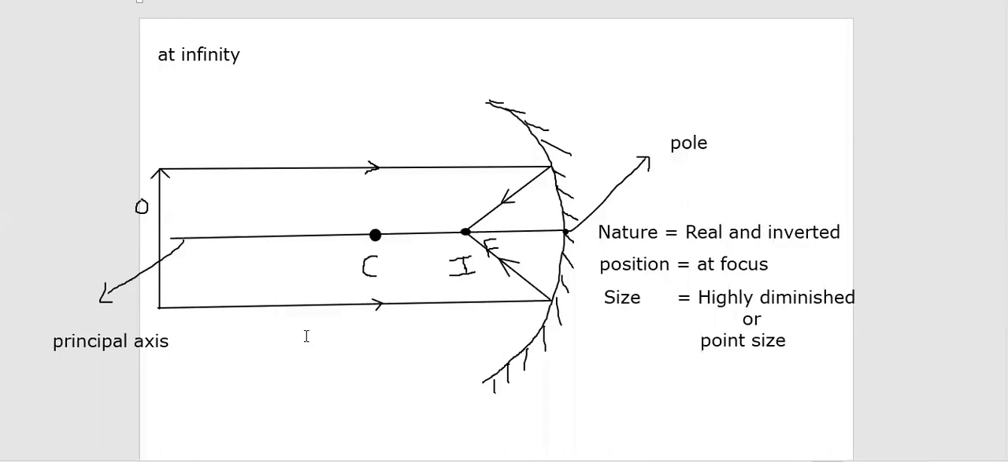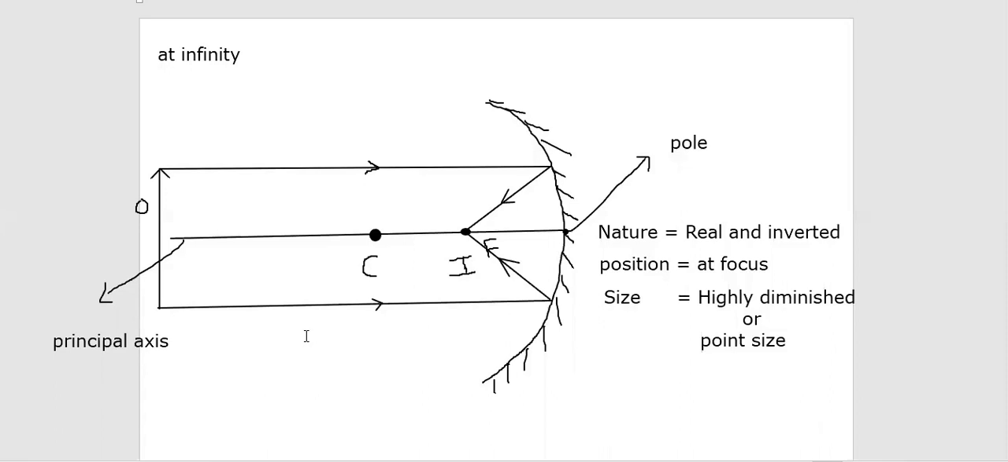Understood? Not only position, he may ask you nature. He may ask you size also. Understood, everyone? So in the 2 marks question, he will be asking: if an object is at infinity, draw the ray diagram and describe the nature, position, and size.